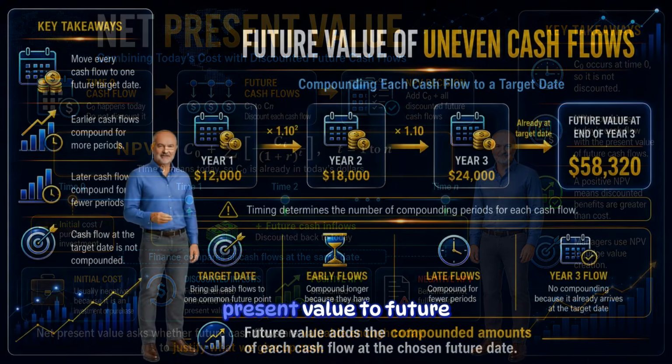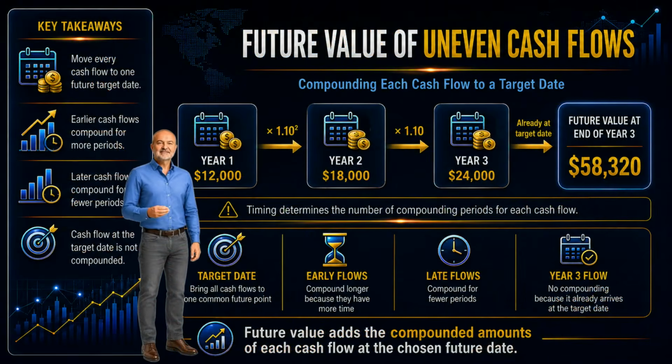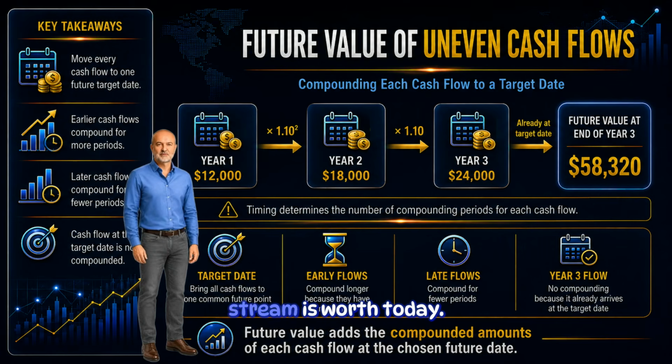Now let's move from present value to future value. Sometimes we do not ask what a cash flow stream is worth today. Instead, we ask what it will accumulate to by a future date. This appears in reserve accounts, sinking funds, reinvested cash flows, and planning for future obligations. The rule is the mirror image of discounting. We move every cash flow to the target date. Earlier cash flows compound for more periods because they have more time to earn returns. Later cash flows compound for fewer periods because they arrive closer to the target date.